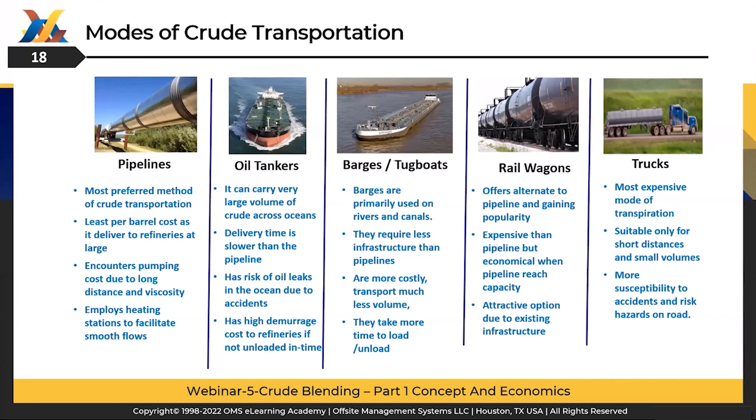Barges and tugboats are smaller in volume, and they are used mostly in rivers and canals. They require less infrastructure than pipelines, but they are more costly to transport because of the lower volume, and they take more time to load and unload. Rail wagons are becoming popular lately. They are getting to be an alternative to pipelines and gaining popularity. They are more expensive than pipelines, but economical where pipelines cannot reach the refinery or meet the capacity. So rail is getting popular around the world, mostly because the infrastructure needed is less than for a pipeline.